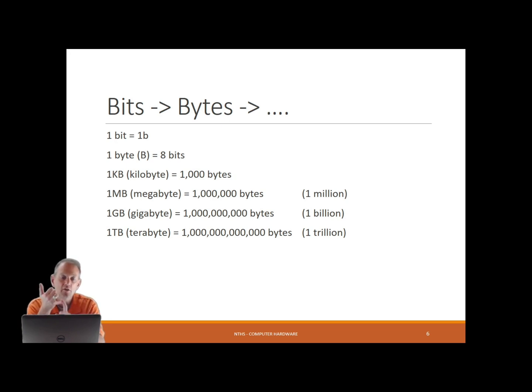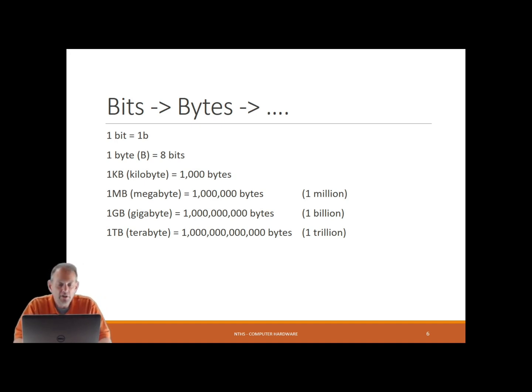Now we're going to use kilo, mega, giga, and tera in other terms as well. So it's important that you understand kilo is 1,000, which hopefully you all remember from your basic science class. Mega is 1,000,000. It's easy to remember because they both start with M's: mega, million. Then giga is 1,000,000,000, and tera is 1,000,000,000,000. Again, those are important ones. You're going to see that on the test without question.